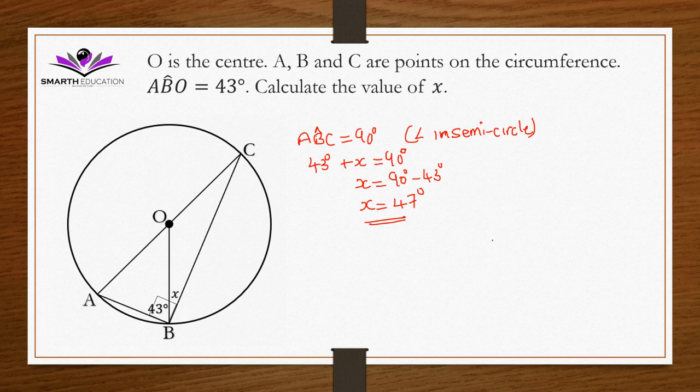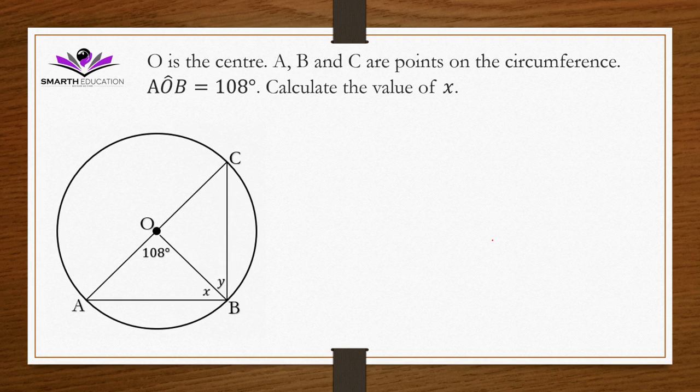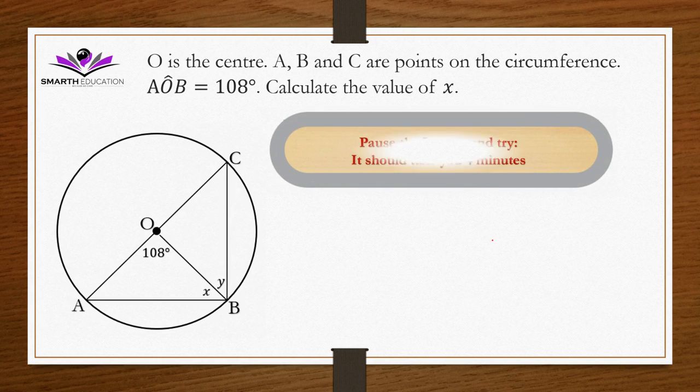Now, we can go to the next question. Right, now x is 47 degrees. Write your information on the diagram. Okay, every time. This is the other question. I want you to use about 4 minutes or so. And then after 4 minutes, we're going to do it together. Let's try.